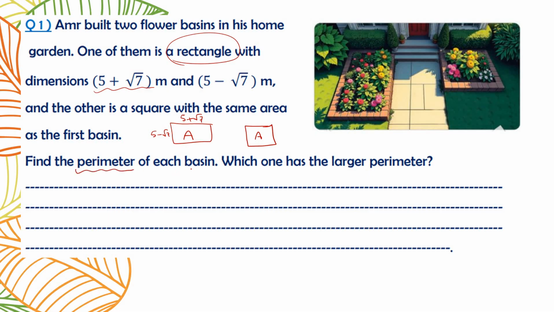Find the perimeter of each basin. Which one has the larger perimeter? So let's solve it together. First of all, we have to find the area of the rectangle. So the area of rectangle equals what?